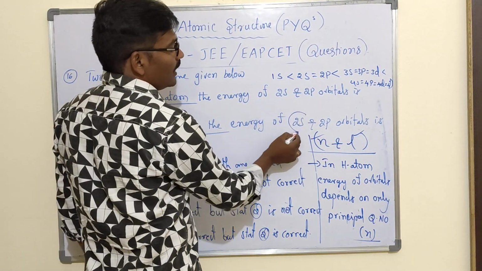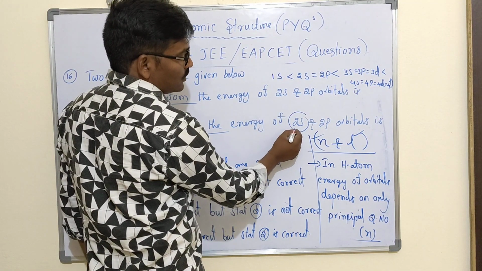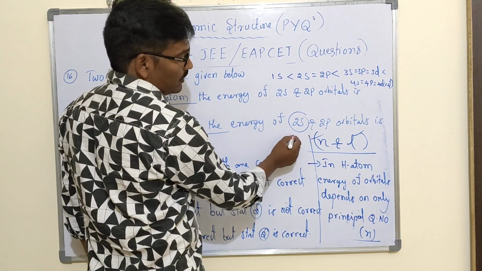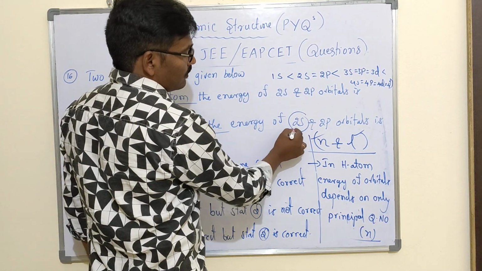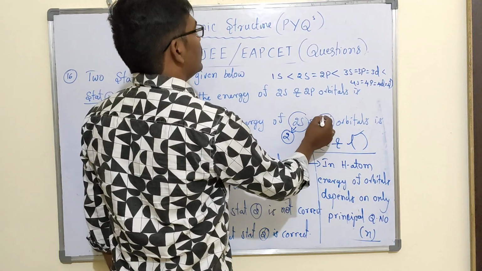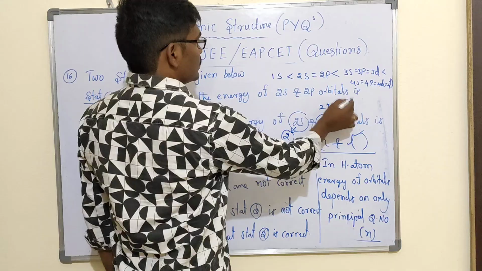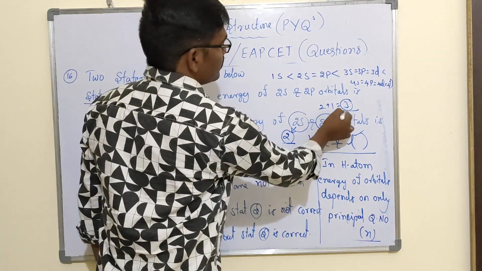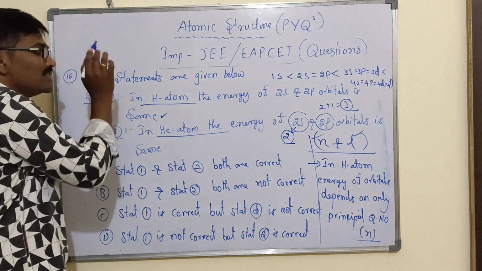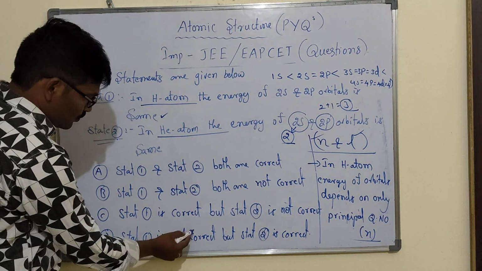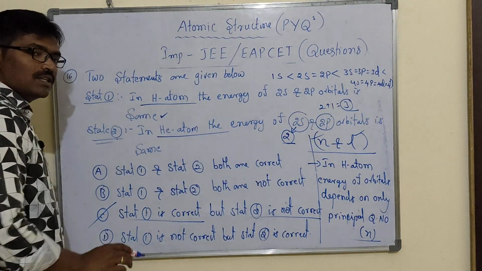So taking the n value and l value: for 2s orbital, n is 2 and l is 0, so n plus l is 2. For the 2p orbital, 2 plus 1 equals 3. So 2 and 3, not the same energy. So statement 2 is wrong. Statement 1 is correct, but statement 2 is wrong. So option C is the correct answer.